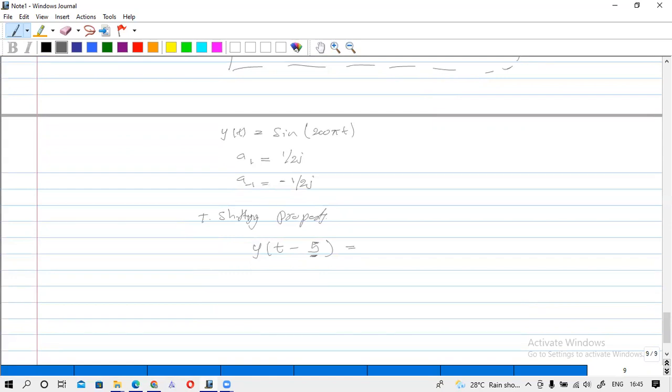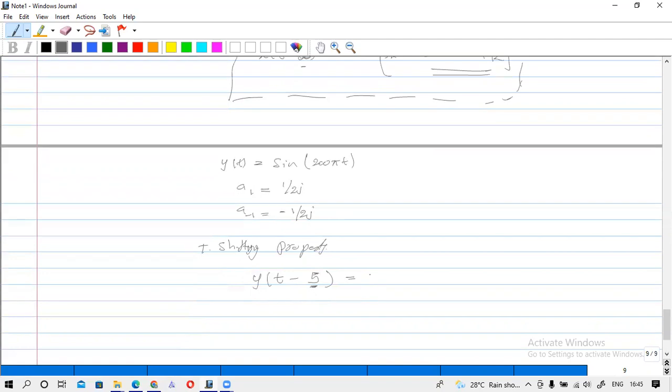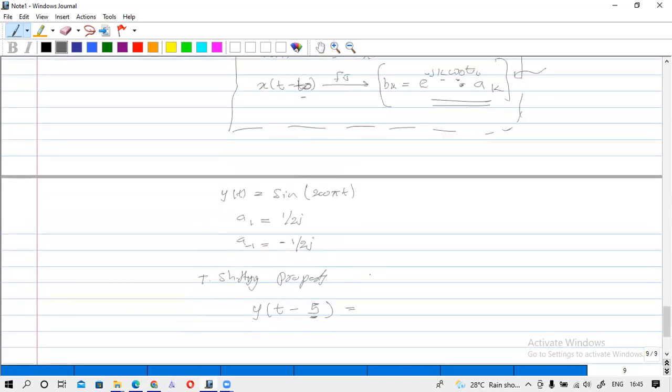Okay, I will write it here. There is no simplification, I just write. Please compare this one and this one. So here we have x(t - t0), and here I give y(t - 5). So this will be your t0. Okay, t0 is equal to 5.